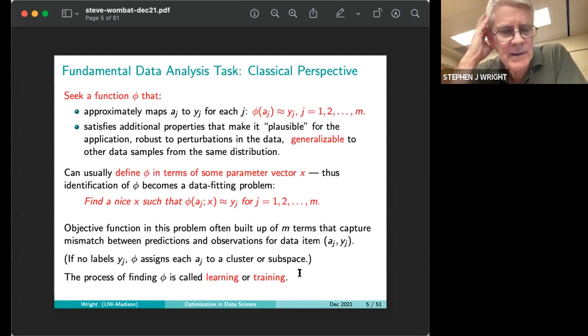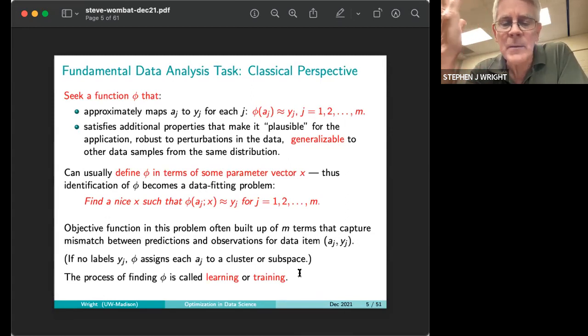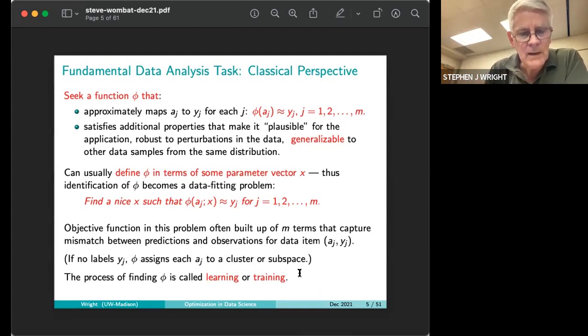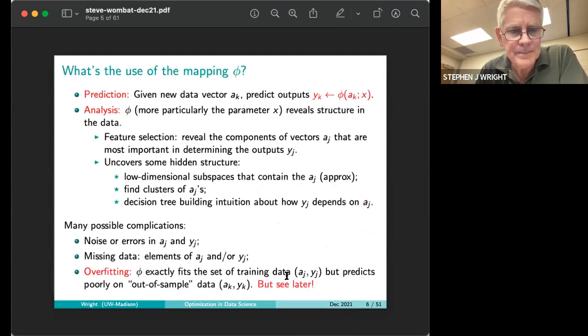You're trying to capture the difference between phi of AJ, x, and YJ. You can capture that in an objective function. You've got one of those for each value of J, so you can just add them all up. And often you get a very structured objective function. It's got the so-called finite sum structure, where it consists of a sum of M objects, each of them being this loss between phi of AJ and x and YJ. So the process of minimizing that objective function and finding the best possible x is called learning or training. Usually that's the jargon that's used for that.